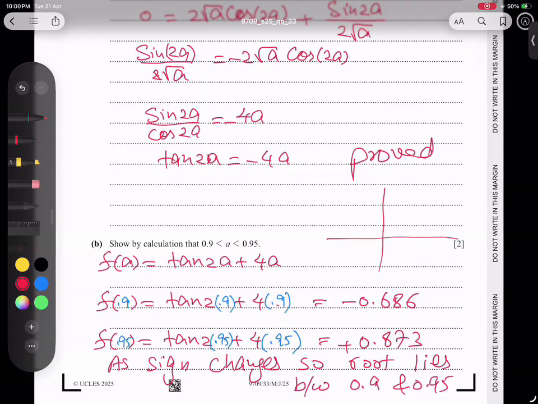It means with 0.9 we are getting negative. The sense is this: the curve is this, and 0.9 is here, and 0.95 is here. With 0.9 I'm getting a negative answer, and with 0.95 I'm getting a positive answer. So I think this is clear, and this point is called the root. Let's go for the next part on the next page.